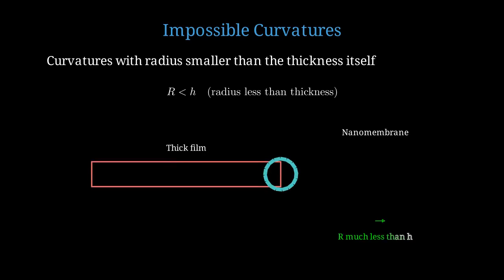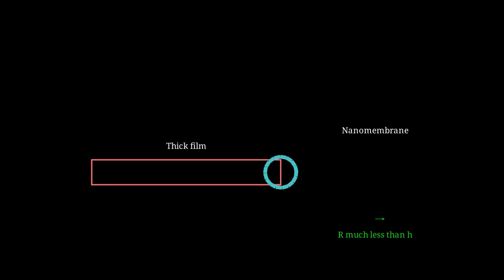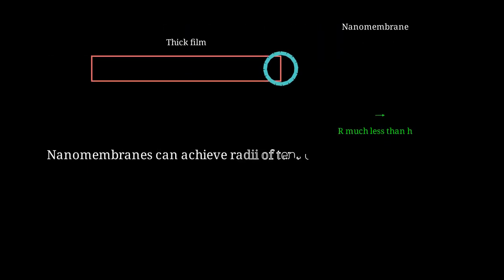Compare a thick film on the left, which can only bend gently, to a nanomembrane on the right that can roll into an incredibly tight radius, much smaller than its own thickness. Experimentally, strain-engineered nanomembranes have been observed rolling up into tubes with radii as small as 10 to 50 nanometers, starting from films only 5 to 20 nanometers thick.